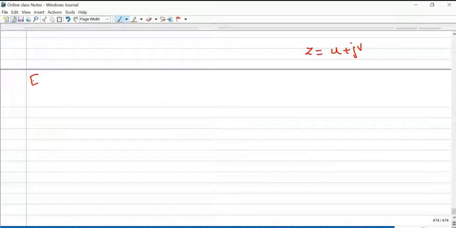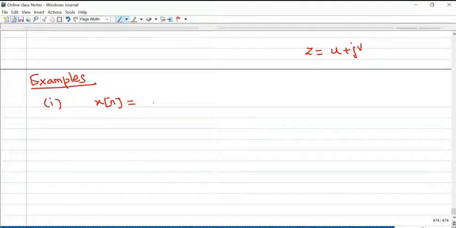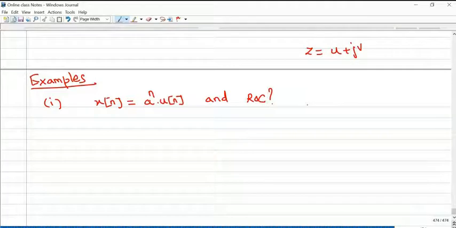Basic problems. First one: find the Z transform of x of n equal to a power n u of n, and find the ROC also. What is the region of convergence? The range of values of z for which X of z is valid. That is the region of convergence. In Laplace transform, it is the range of values of s for which X of s is finite or valid.